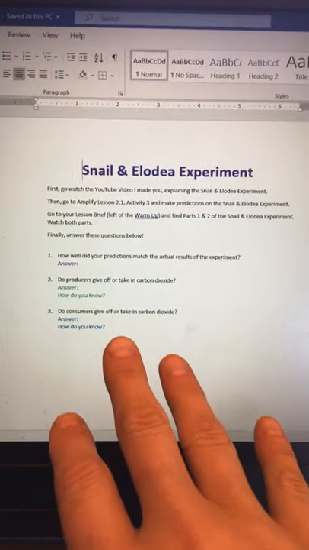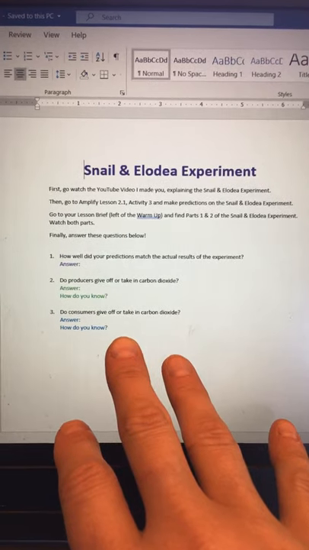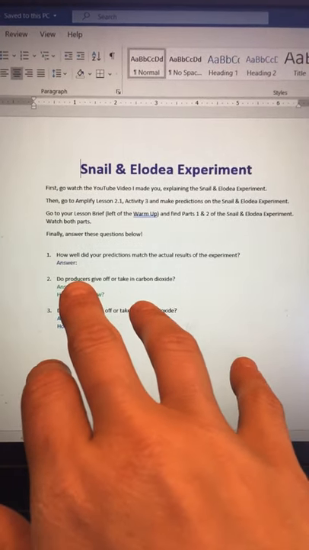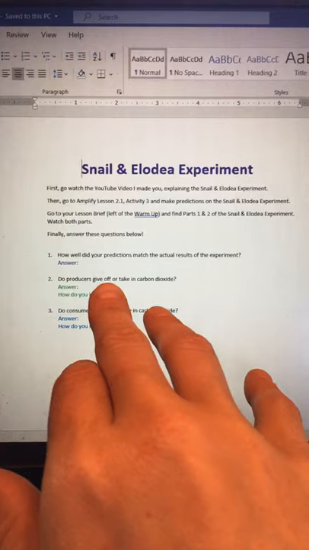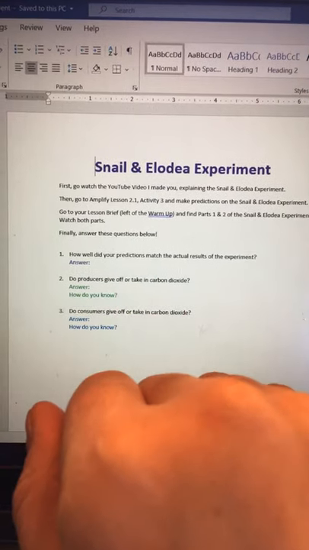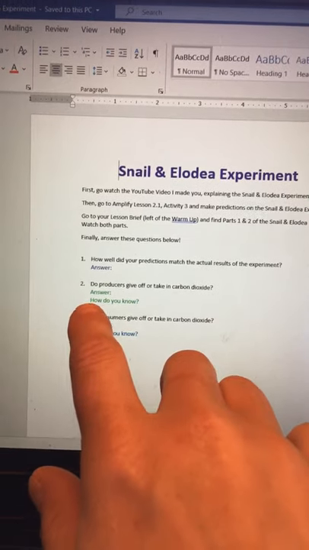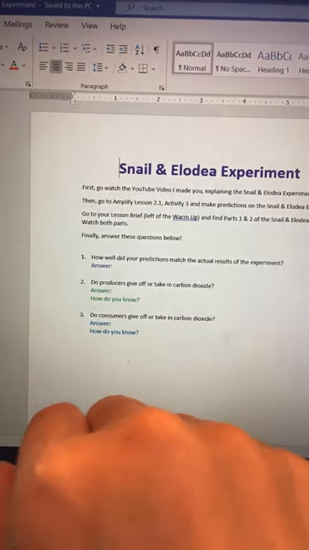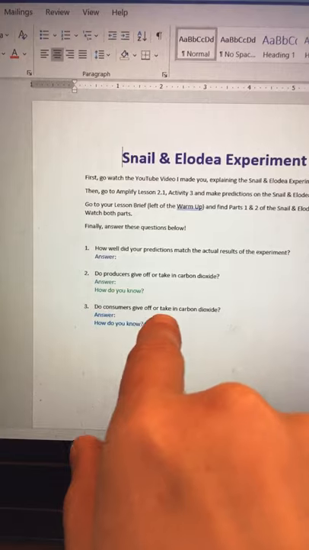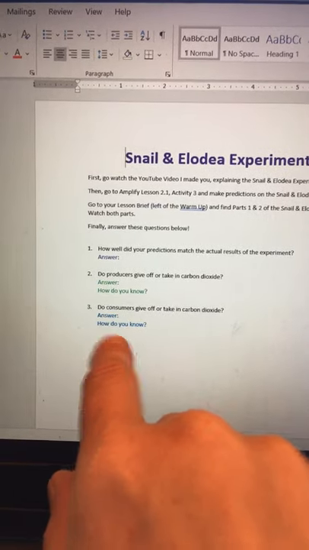Okay, second question, do producers give off or take in carbon dioxide? So do producers, remember the plant, give off carbon dioxide or take in carbon dioxide? Okay, how do you know? So use your results from the experiment. What did you learn with the bromothymol blue in that experiment? And then do consumers give off or take in carbon dioxide? Answer, how do you know?